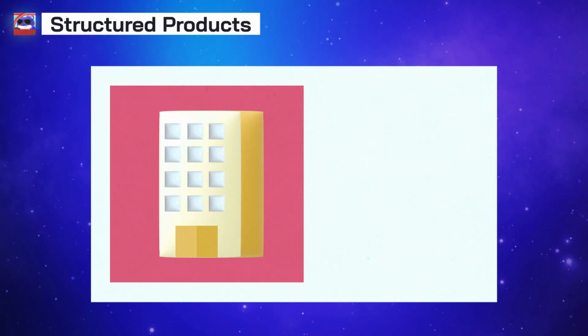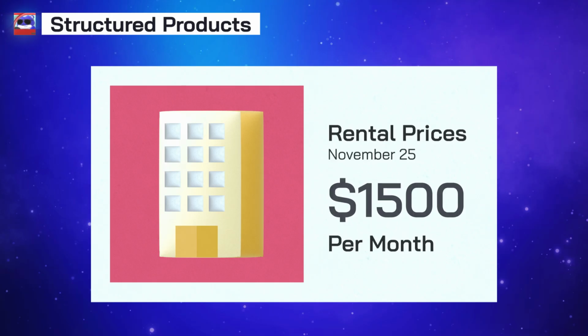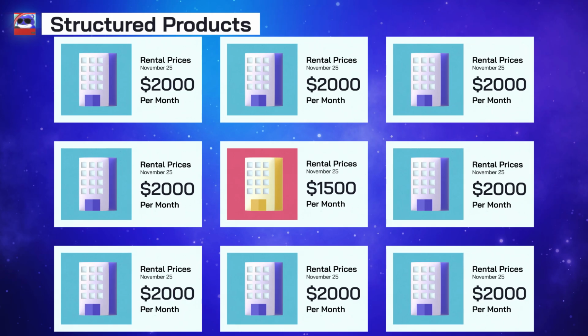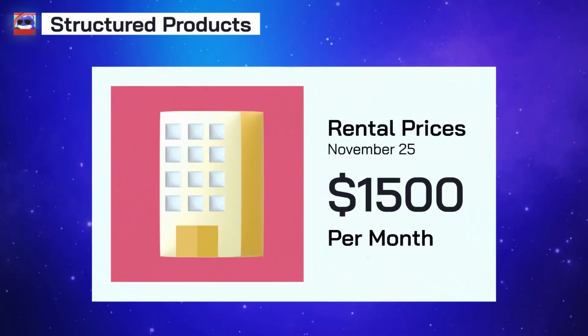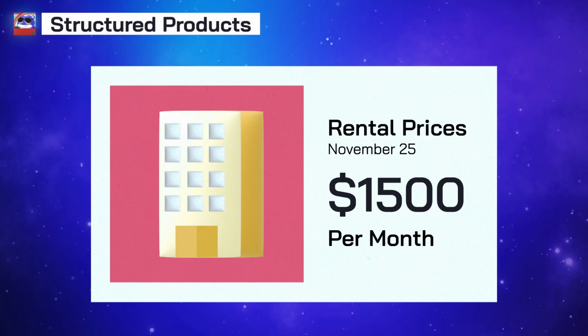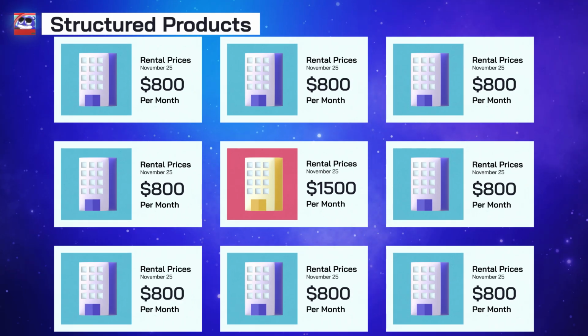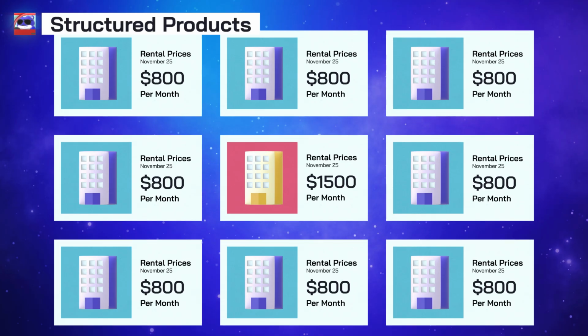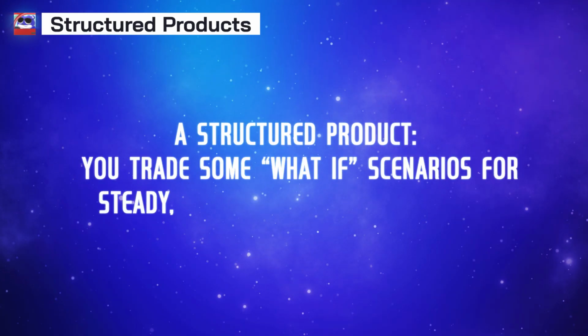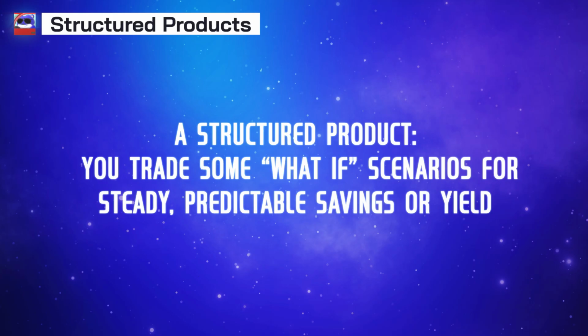Now, imagine a landlord offers you a special deal, $1,500 per month instead of $2,000, but only if you agree that even if market rents fall below $1,500, you'll still pay $1,500. In return, you lock in cheaper rent upfront, but you give up some flexibility if the market drops a lot. That's a structured product. You trade some what-if scenarios for steady, predictable savings or yield.